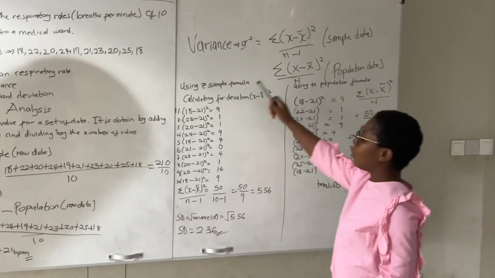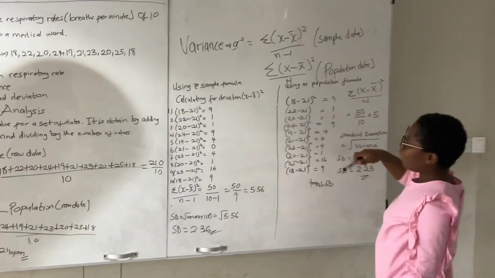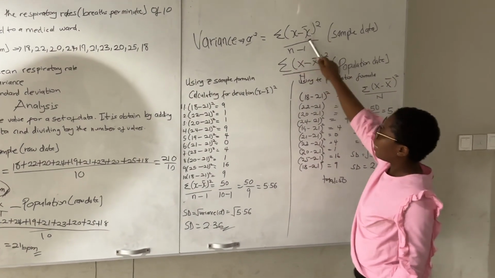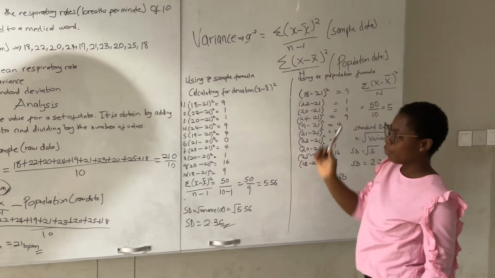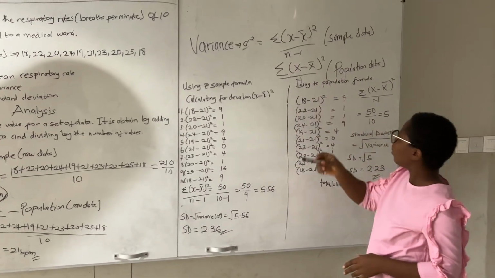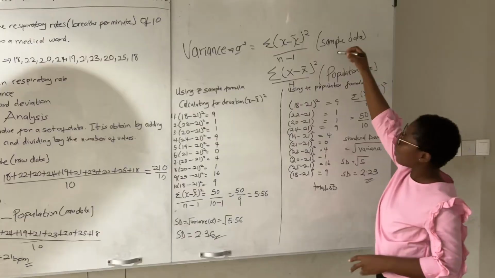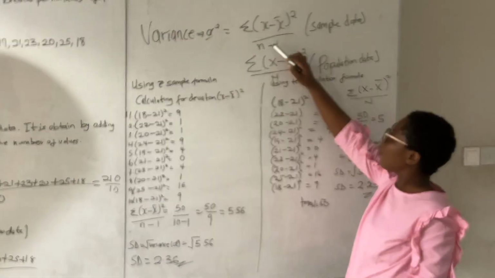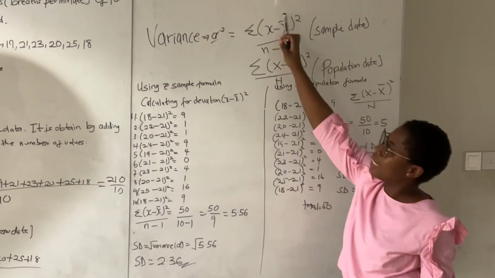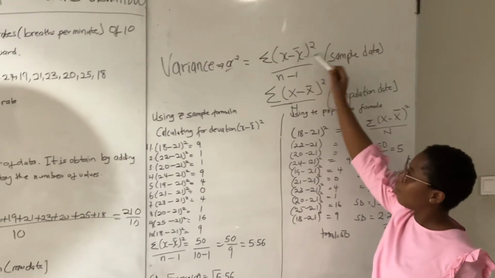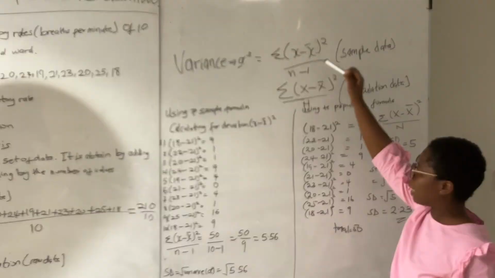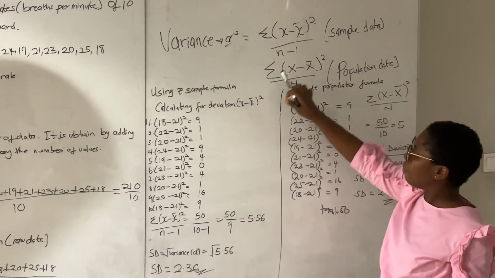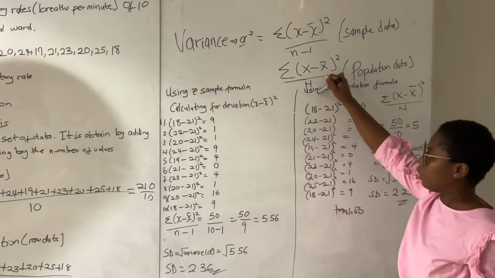So let's move on to variance. Variance is the summation of the deviation all over number. In variance also, you can calculate for a sample data and a population data. The formula for variance for a sample data is summation of the deviation all over number of values minus 1. And in the population data, it is the summation of the deviation all over the number of values.